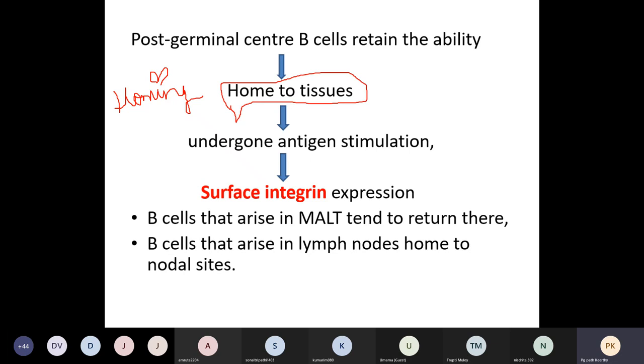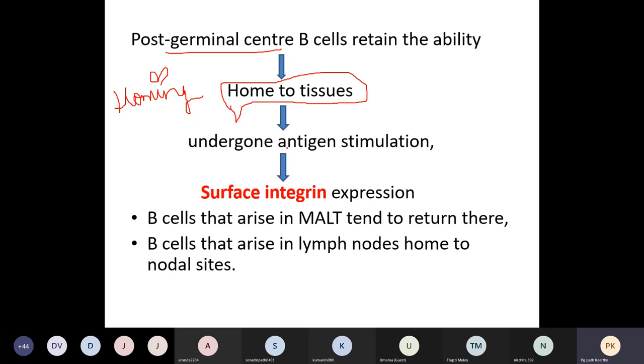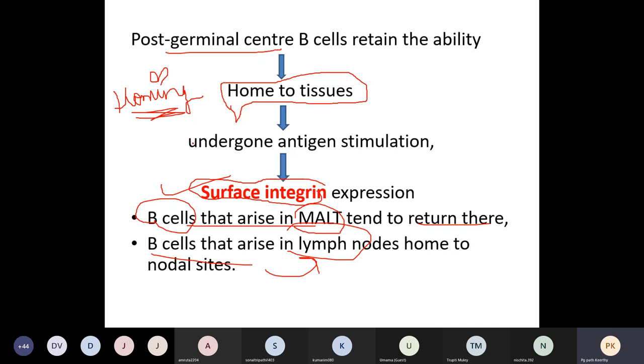The same way, your post-germinal center B cells only will form the MALT, no? These are post-germinal center B cells. So they have homing. They express integrins, so they go only to that area. Even though they are anywhere, they return to their home because of the expression of these surface integrins. Understood? That's why B cells which become malignant in the lymph node will go only to that lymph node. In general they go to the lymph node. A B cell which has become malignant in the mucosa or MALT will stay in the MALT only. It will not go anywhere because of the phenomenon called homing. See how beautiful it is. Yes or not? Because they express surface integrins. That is called homing. Okay.